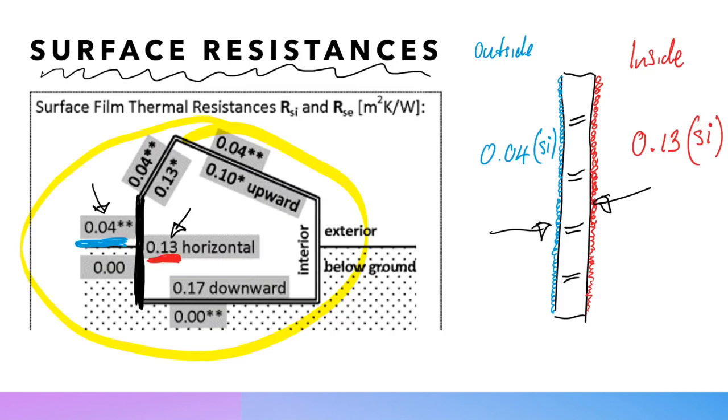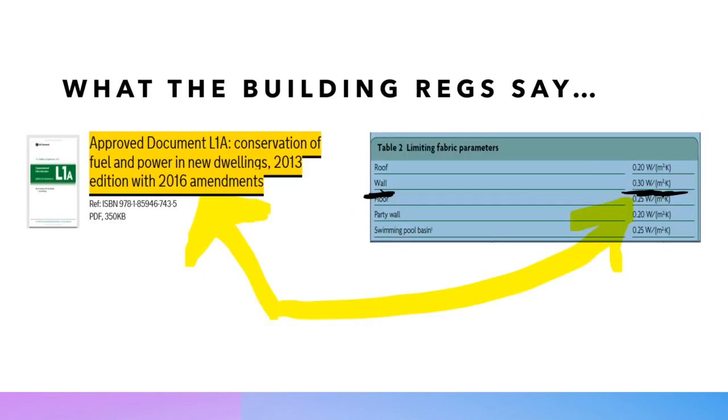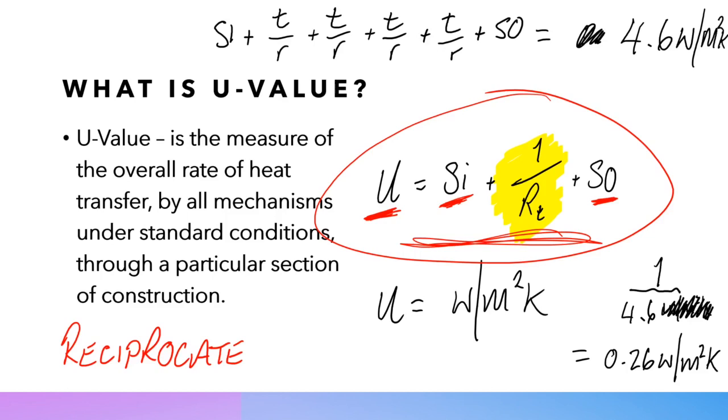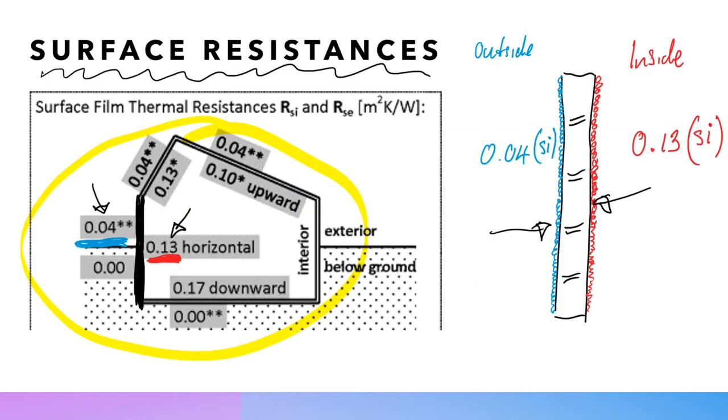But when you do the calculation, if we go back to here, we always include surface inside resistance and surface outside resistance, because they have a value there. So that's part of the calculation. 0.04 for surface outside, and surface inside 0.13. They're a standard. They're constant. They always remain like that.